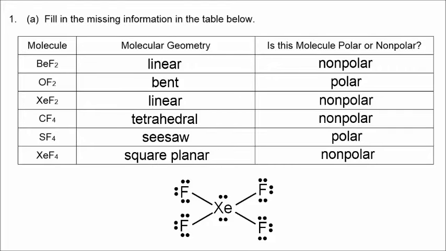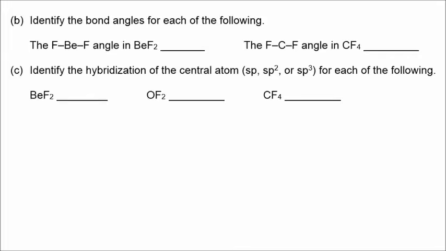Alright, that was part A. Part B, the beryllium difluoride molecule is linear, so therefore the bond angle is 180. The carbon tetrafluoride molecule is tetrahedral, and the bond angle is 109.5. Beryllium difluoride has exactly 2 electron domains on the central atom, so its hybridization is sp.